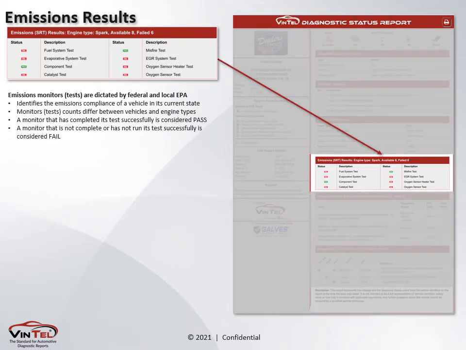The next section of the DSR deals with the emissions and the tests that are involved with them. Now, typically you have 2 types of tests that are run on a vehicle. We have continuous and non-continuous monitors. Now, it's really up to the OEM to decide what it wants to make continuous or not. Those are misfires, fuel system, and the component test. All the others are non-continuous.